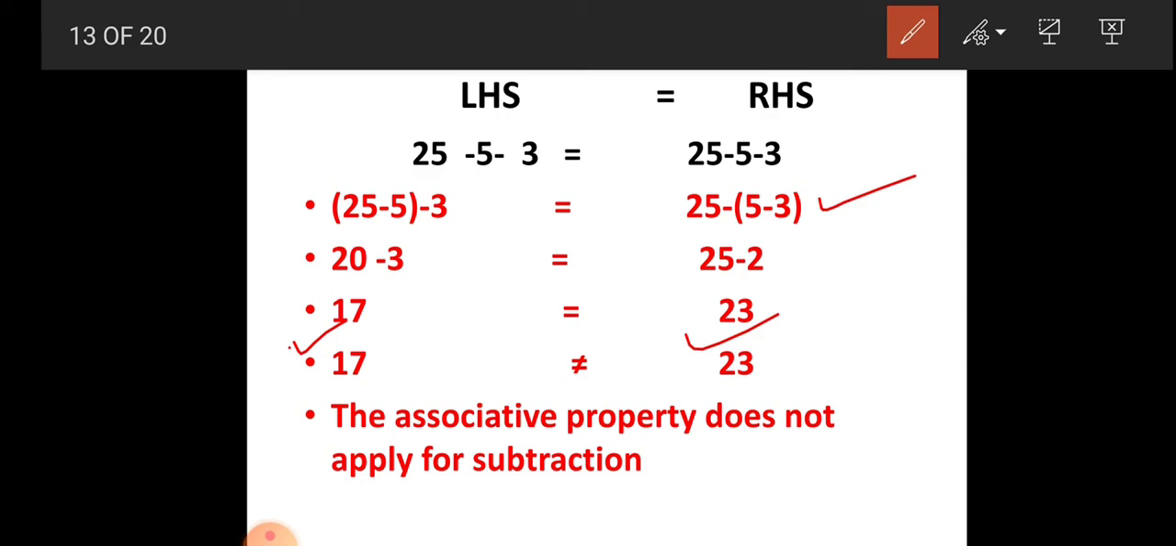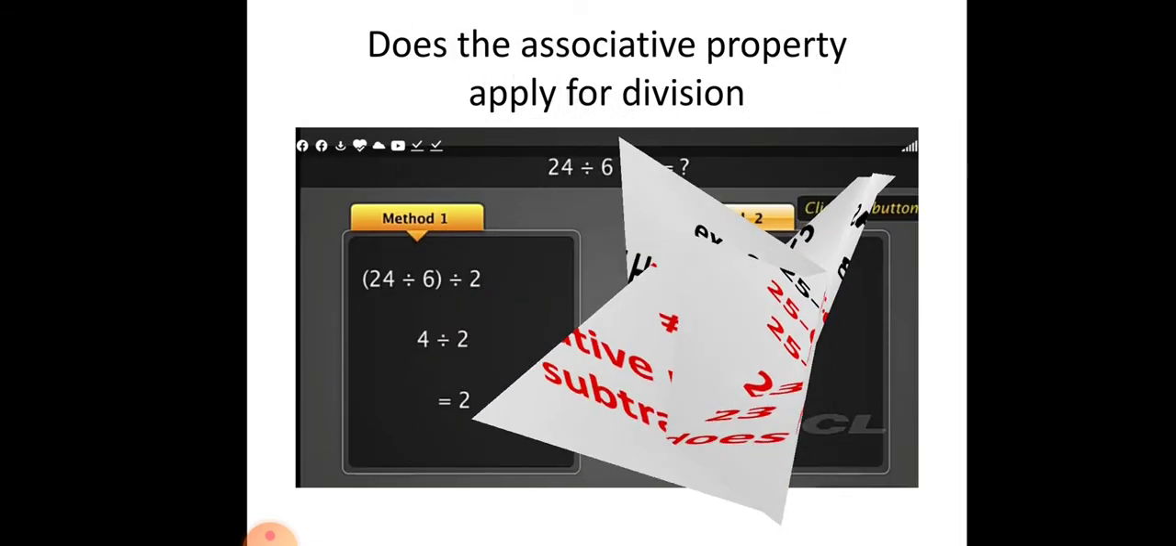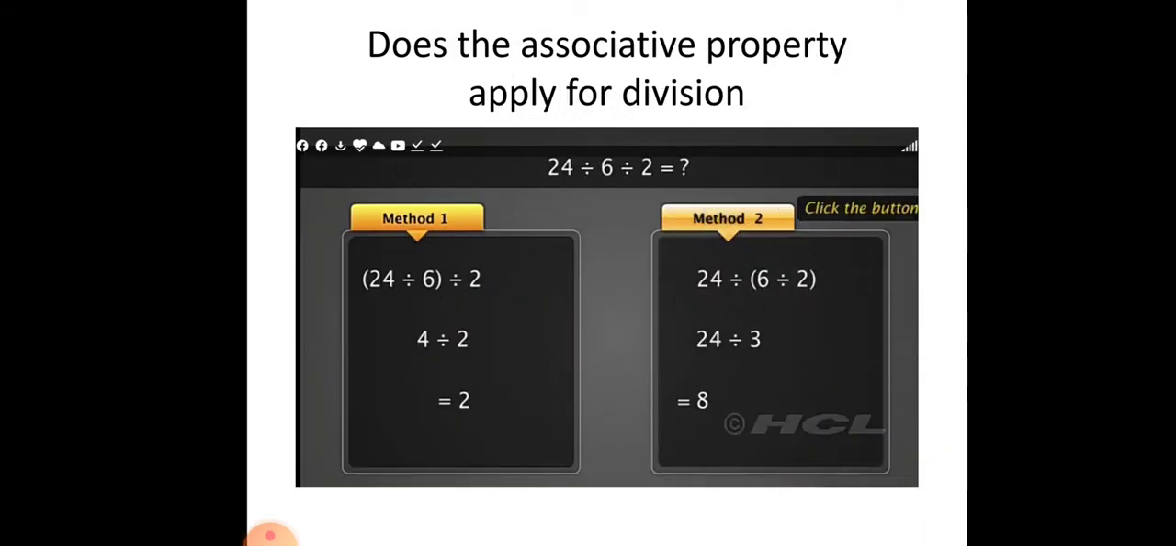Understood, students? When we apply the associative property, we want the answer to be the same. Here the answer is not the same. So, the associative property does not apply for subtraction. Now, does the associative property apply for division? 24 divided by 6 divided by 2.